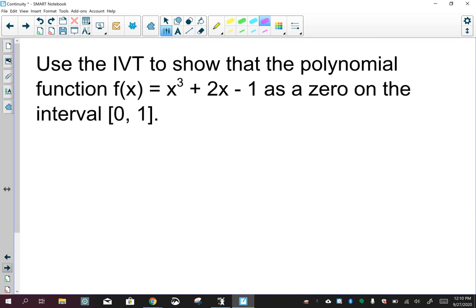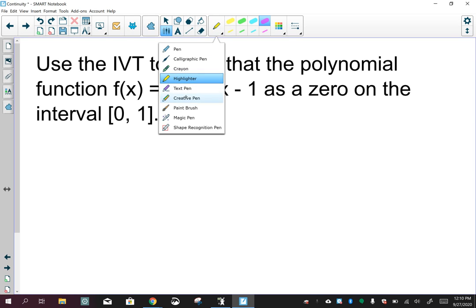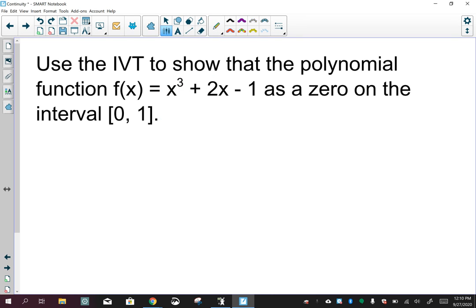So we're going to use IVT. Notice there's no fraction here. We don't have a rational function. So this one is actually a really simple one to do. Because there's no fraction, there's no need to build a sign chart.